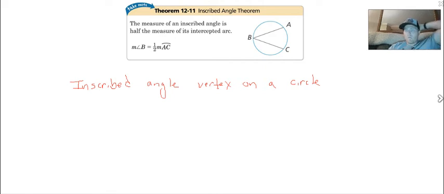Welcome, this is 12.3 that we have right here, and we're going to be talking about inscribed angles. So write the definition right here. An inscribed angle is an angle whose vertex is on a circle.